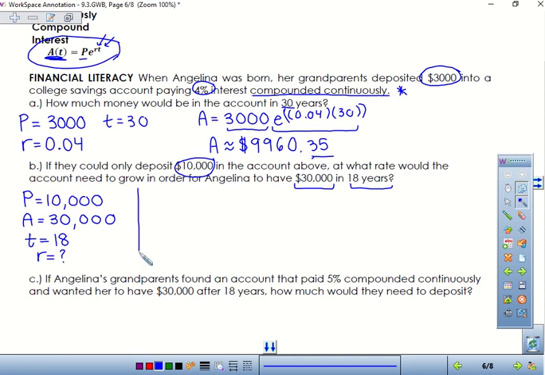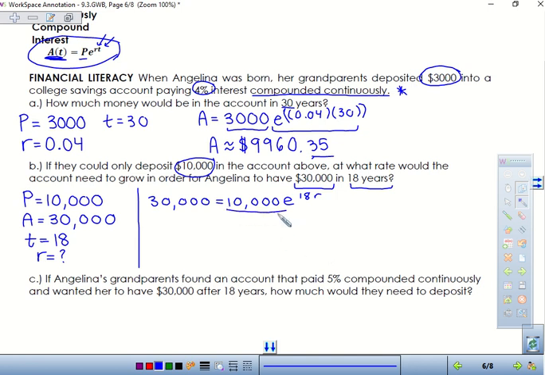So we're going to plug into our formula. A is equal to P times e to the power of 18R. So what you're noticing now is we're trying to solve for one of the variables that's in the exponent. Does everybody see that? So that's why we have to use these new tools we've learned about in the last lesson or two to be able to do that.